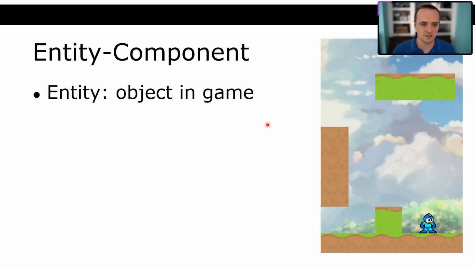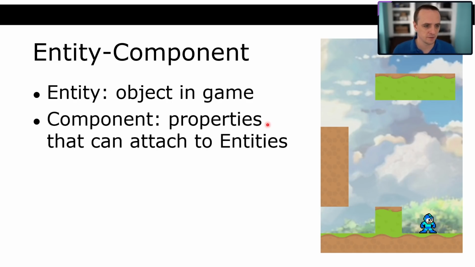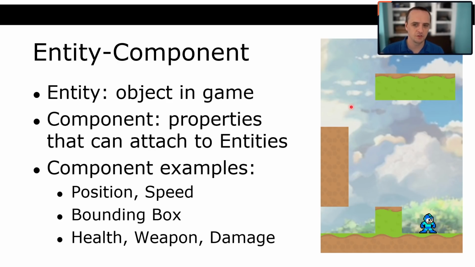So an entity is an object in the game. We've already learned that. A component is a property that we can attach to an entity. So some examples of components might be a position. An entity might have a position. It might have a speed if it's moving. It might have a bounding box if you can collide with it. It might have health. It might have a weapon. It might have damage. So any property that you can think of an entity having is a component.